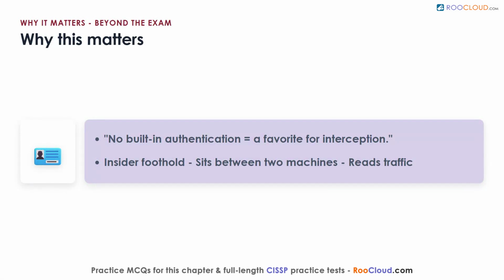Because this protocol operates on your local segment with no built-in authentication, which makes it a favorite for interception on the inside. Imagine an attacker who already has a foothold on your network, quietly positioning themselves between two machines to read the traffic flowing between them. This protocol is often how they do it. Understanding the attack is the first step to catching it.